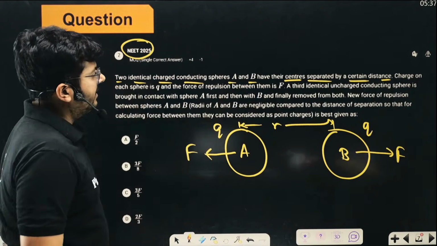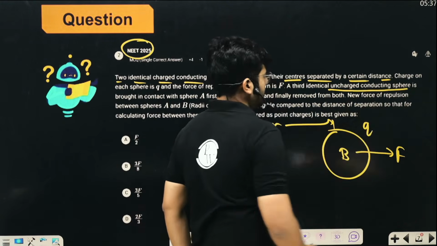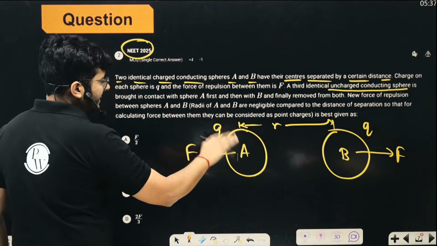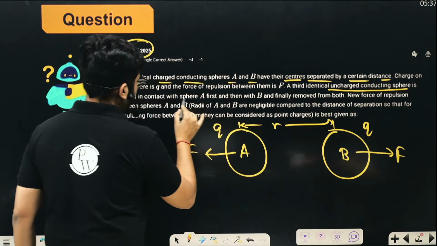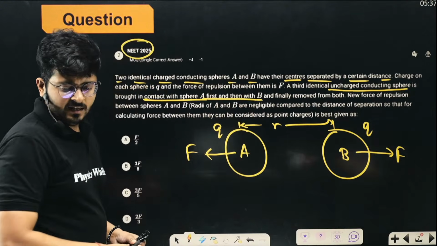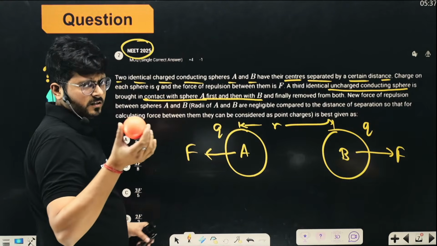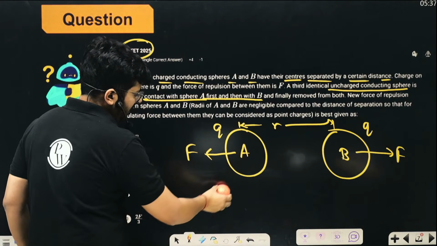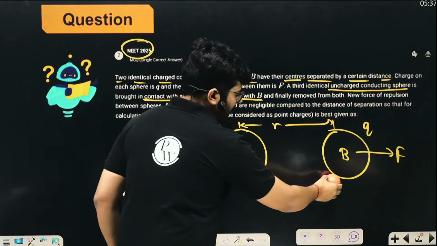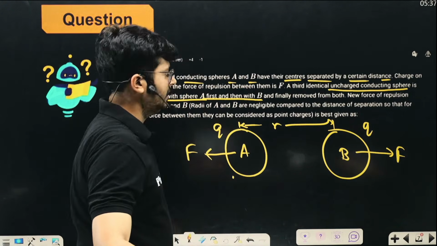Now, a third identical, uncharged conducting sphere is brought in contact with sphere A first, then it is placed in contact with B. So you are taking another uncharged sphere, identical to these two. You keep it in contact with the first one, then move it away and keep it in contact with the second sphere. Now this sphere has some net charge.